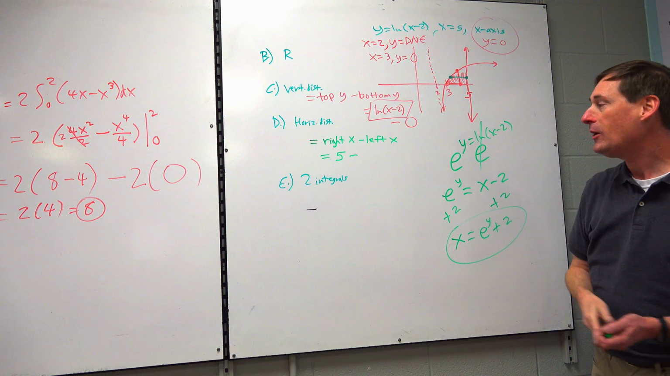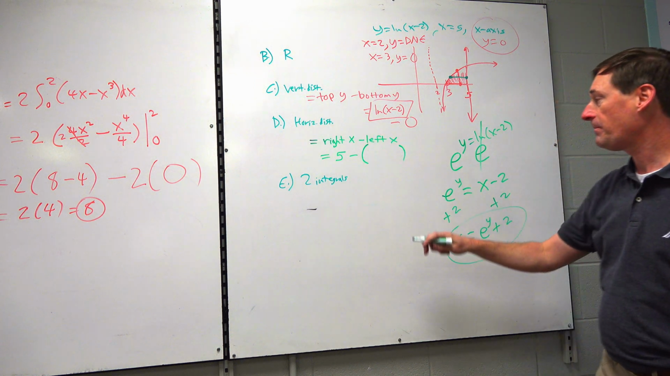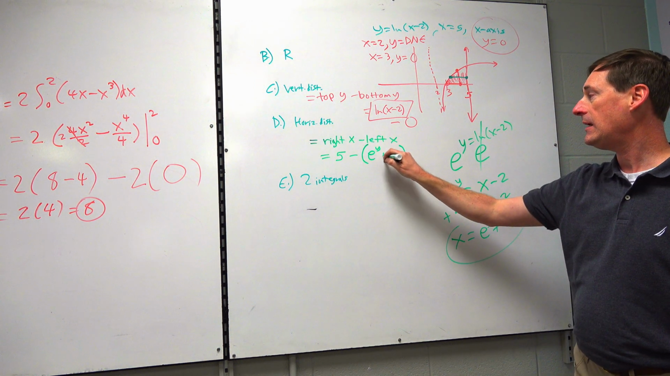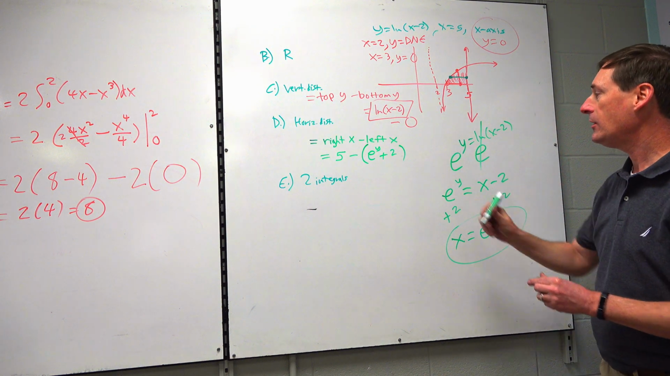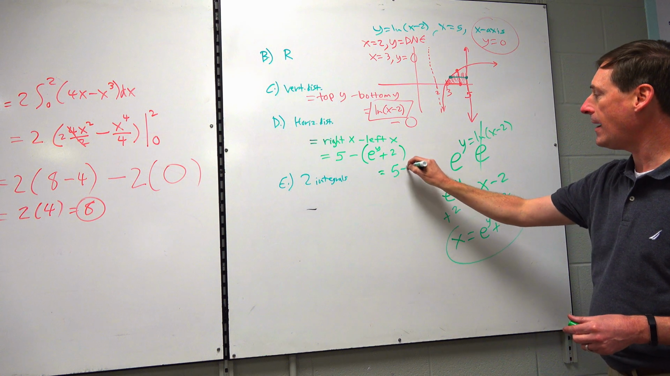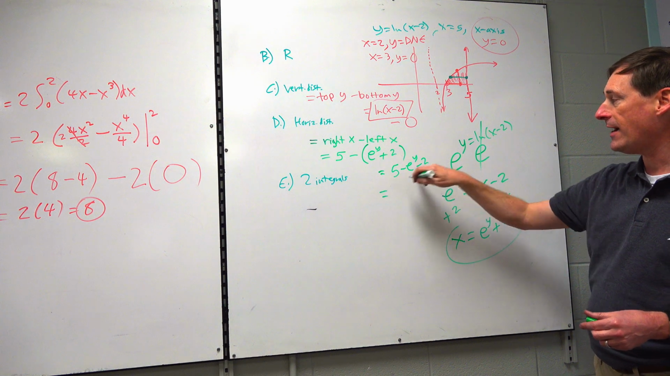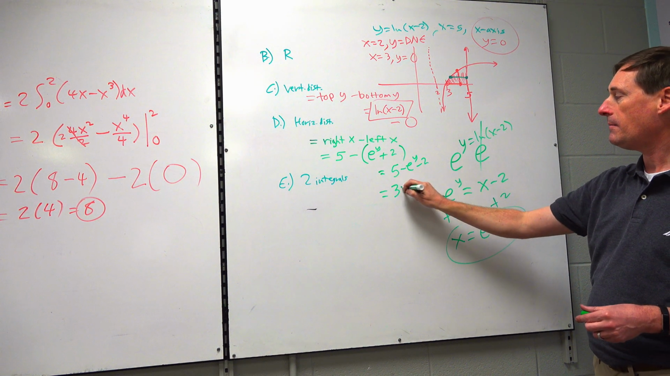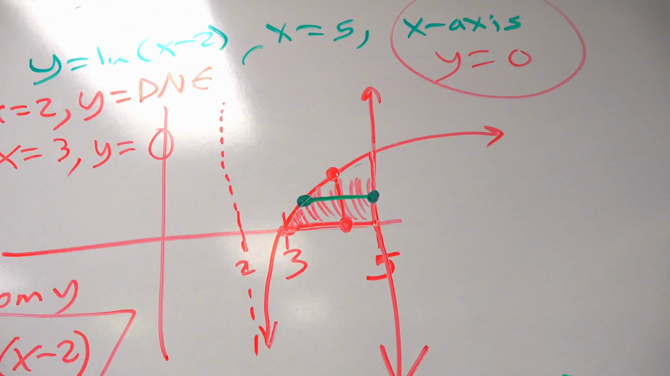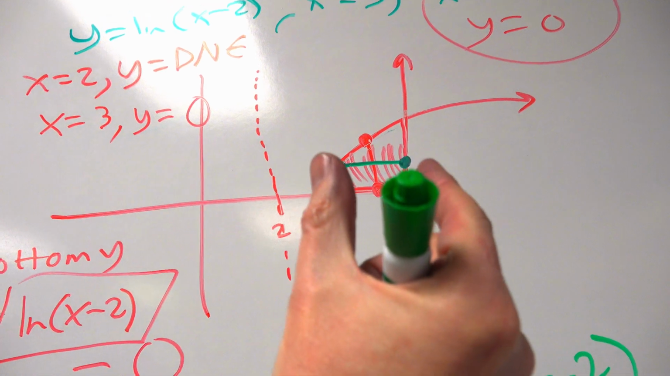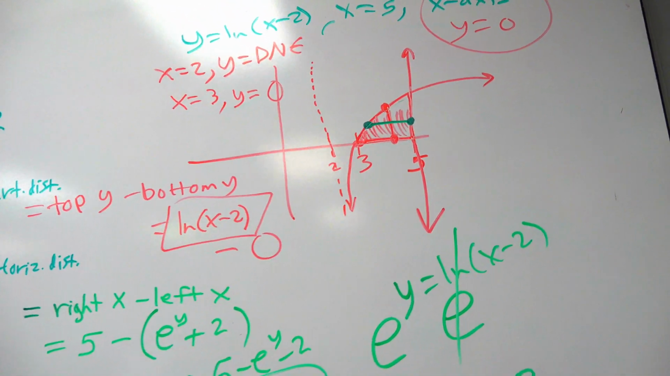How about that? So the left x is, make sure you put a parentheses, the quantity e to the y plus 2, okay? Go ahead and distribute that minus. So 5 minus (e to the y plus 2) equals 5 minus 2, which becomes 3 minus e to the y. So that is the official formula of the horizontal distance, or the thickness across this shape right here, how wide it is.